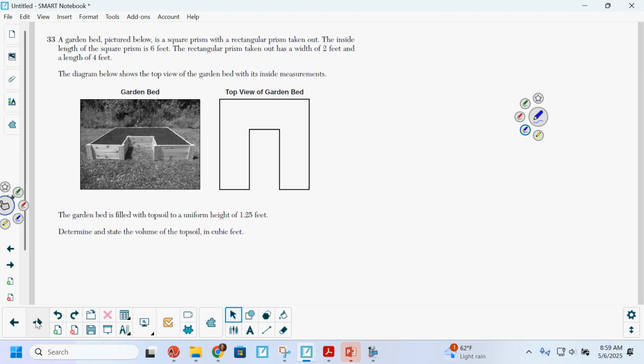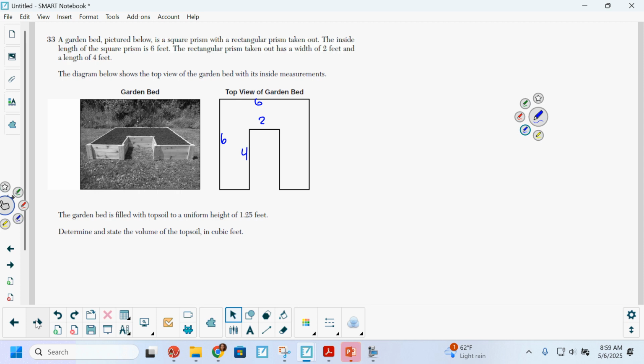Number 33. So we're done with multiple choice for a moment, and 33 is a part 3, so this is a little longer of a problem. It says a garden bed pictured below is a square prism with a rectangular prism taken out. The inside length of the square prism is 6 feet. So this is 6 by 6. It's a square prism. The rectangular prism taken out has a width of 2 and a length of 4.